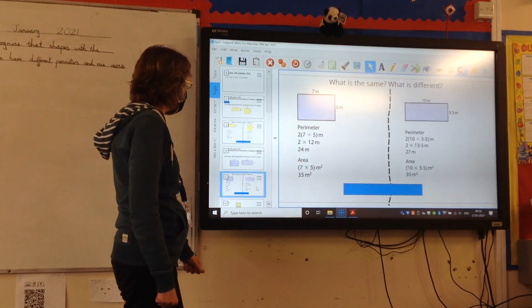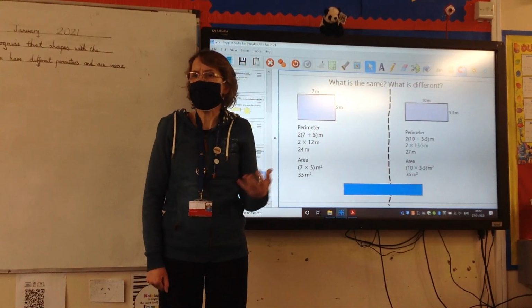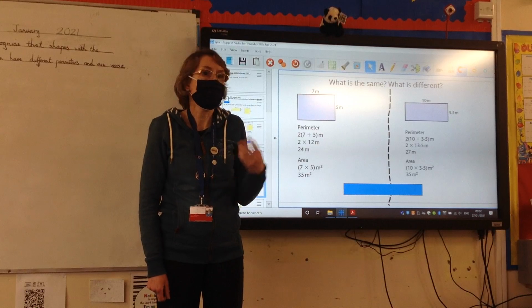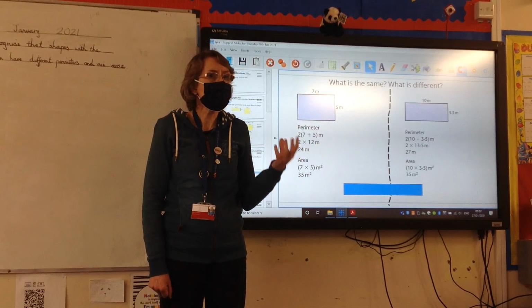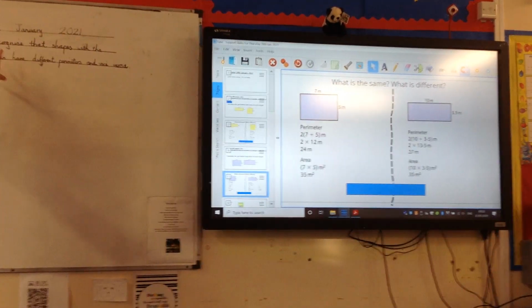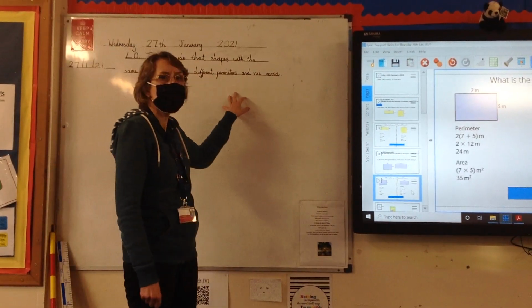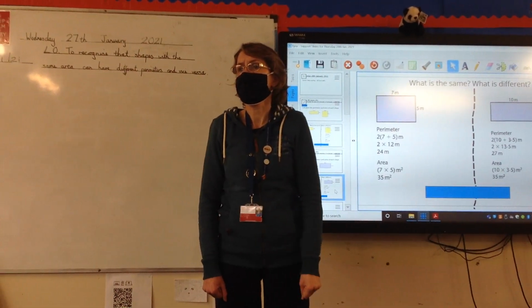Okay. So today you are going to investigate patterns, places where there aren't patterns, and you're going to look at perimeter, you're going to look at area and see when they are the same and when they are different, and maybe even spot one or two patterns along the way. Okay?